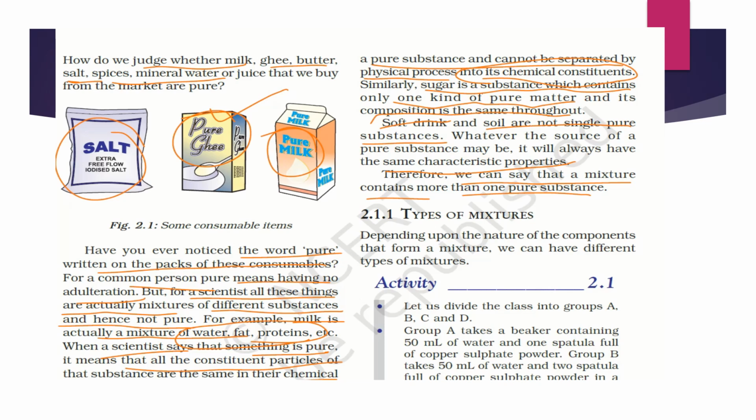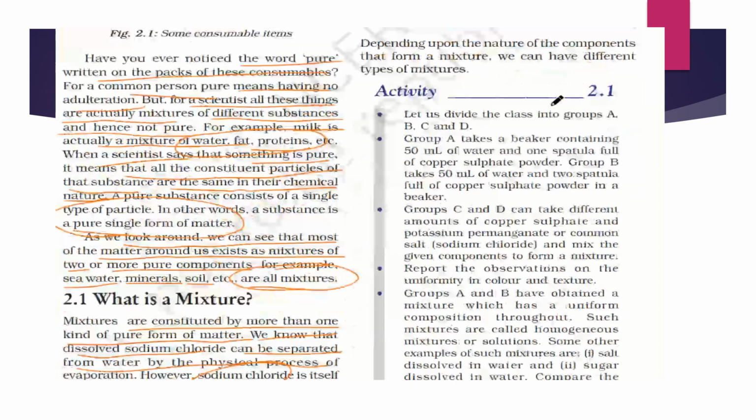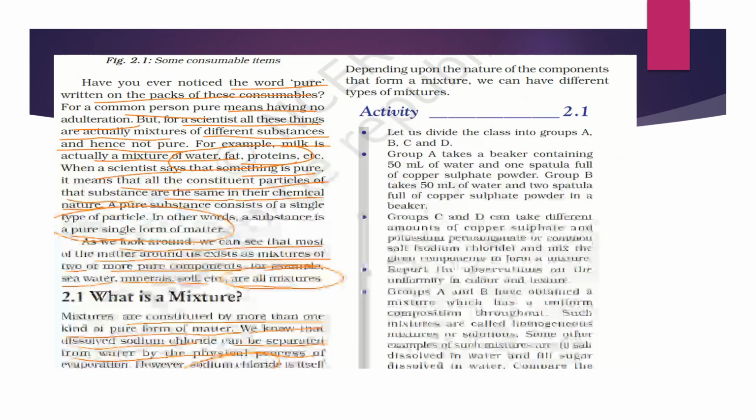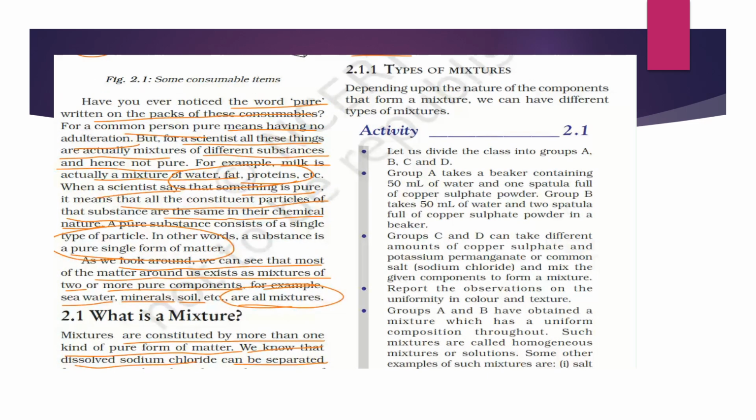So, when a mixture has more than one pure substance, what are the types of mixtures? We will perform several activities, and based on these activities we will divide the types of mixtures. Let us move on to the activities. Depending upon the nature of the components that form a mixture, we can differentiate the types of mixture, right?